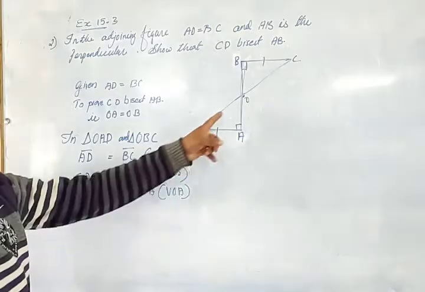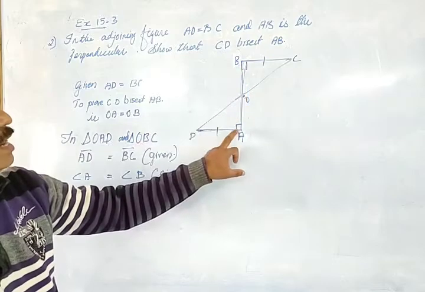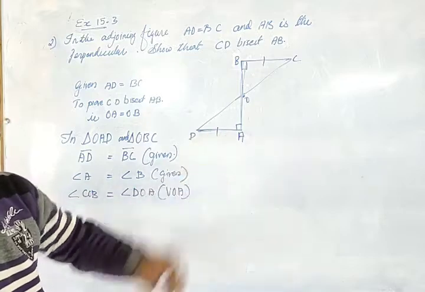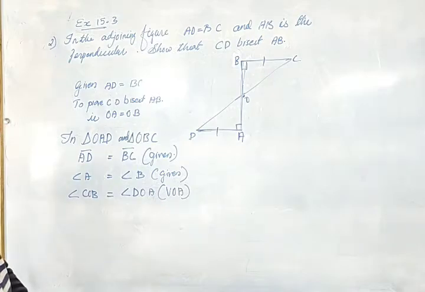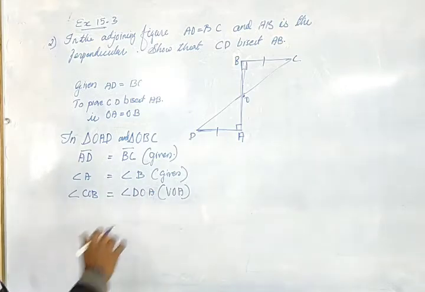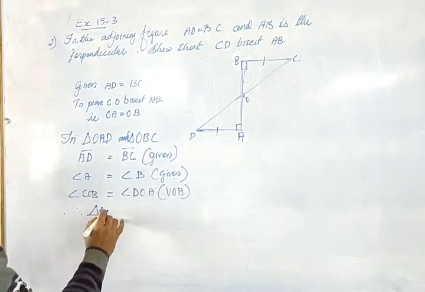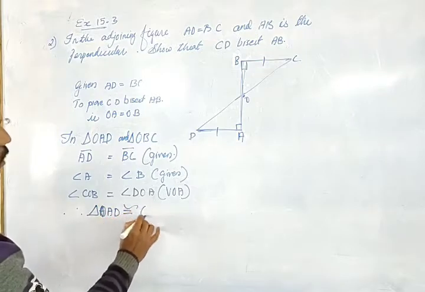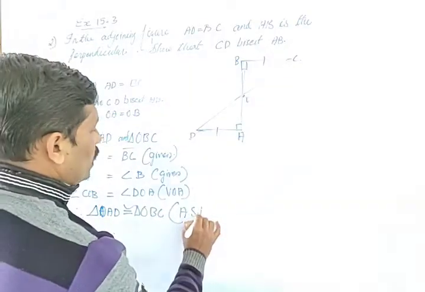So here two angles, these two vertically opposite angles are equal, and angle B and angle A also equal, and the side BC and side AD, that also equal. That means two angles and one side we have proved that they are equal. Therefore, we can say that these two triangles are congruent by ASA condition. So we write that therefore triangle OAD is congruent to triangle OBC by ASA condition.